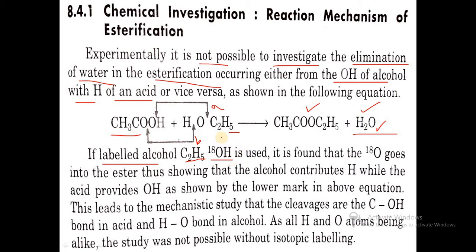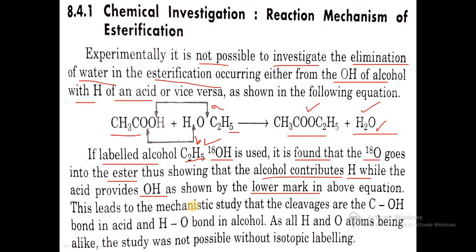C2H5O18H is used instead of normal alcohol for the esterification reaction, it is found that the oxygen 18 goes into the ester, which shows that the alcohol contributes H while the acid contributes OH, as shown by the lower path in the above equation. That is, part B is the true one, because the labeled oxygen goes into the ester product, that is CH3COOC2H5. So the alcohol contributes H and the acid contributes OH, and elimination of water takes place.